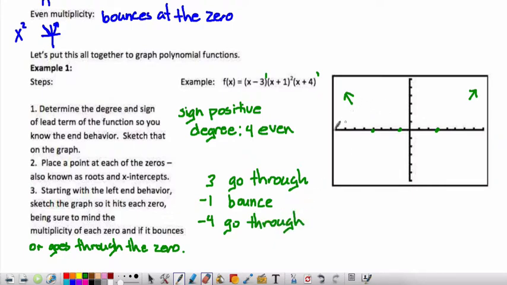Okay, so now I'm just going to follow this along. I'm going to approach -4 first. It says go through, so I'm going to go through. And at -1, I'm going to bounce. And then I'm going to go through.